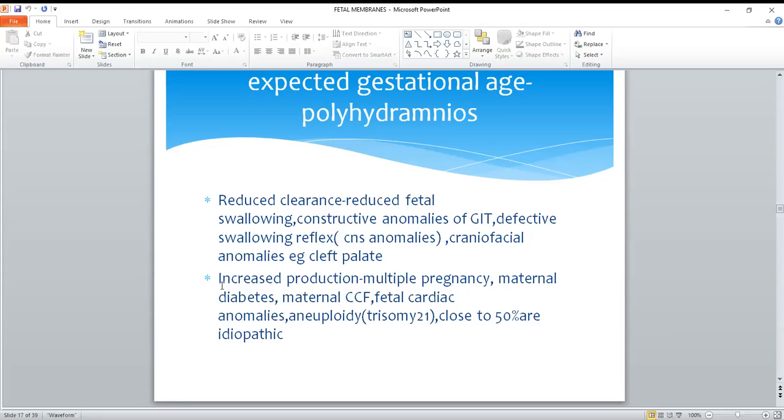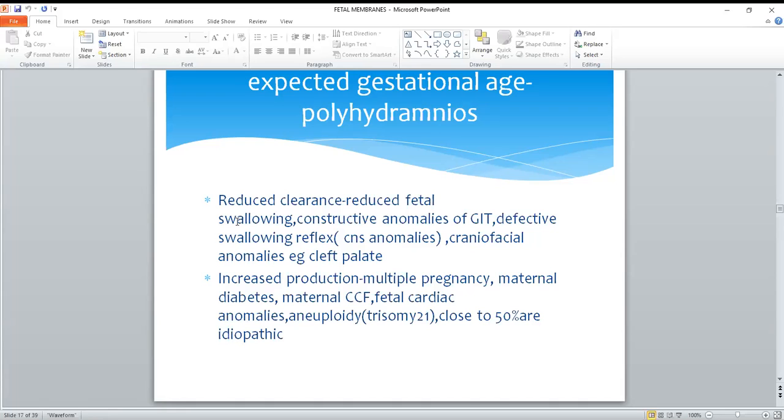Another mechanism is increased production. For example, if you have multiple pregnancies, you'll definitely have a lot of amniotic fluid. Then we have other things like maternal diabetes and fetal cardiac anomalies. This you go research on yourself; I've put it there for you. But close to 50% are usually idiopathic, so there is no mechanism really known about it.